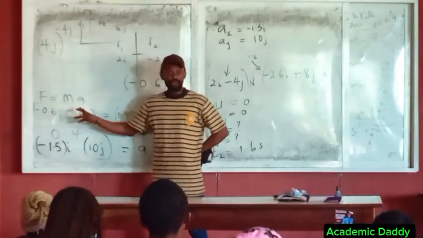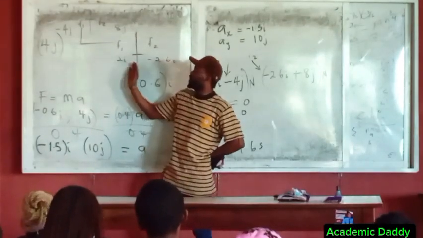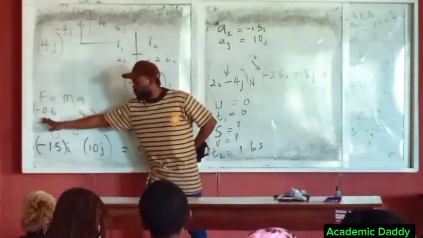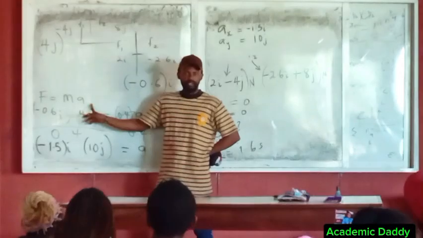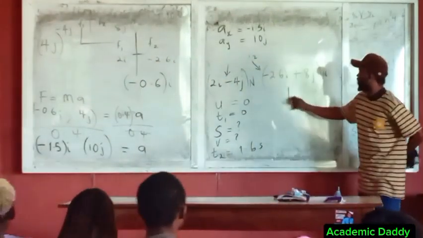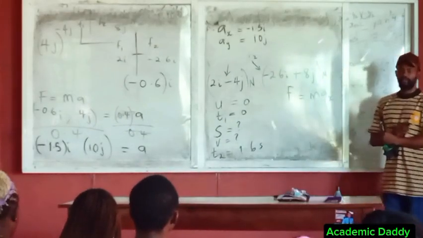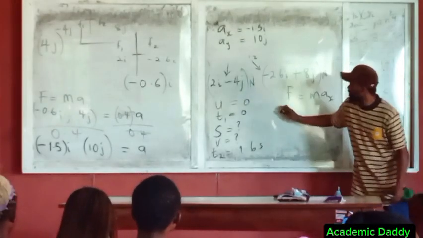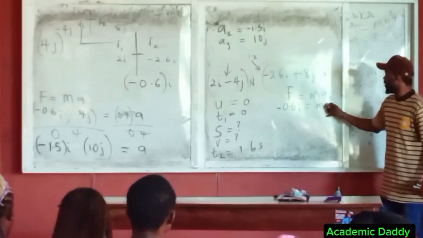See, force is equal to F, we added it. Do you remember? We added all the forces on the I-axis and on the J-axis, and we got minus 0.6 I, and we got 4J. Then we know that force is equal to MA. So I bring out F. Now I say MA on the x-axis first of all. Force on the x-axis will be minus 0.6 and equals MAx.